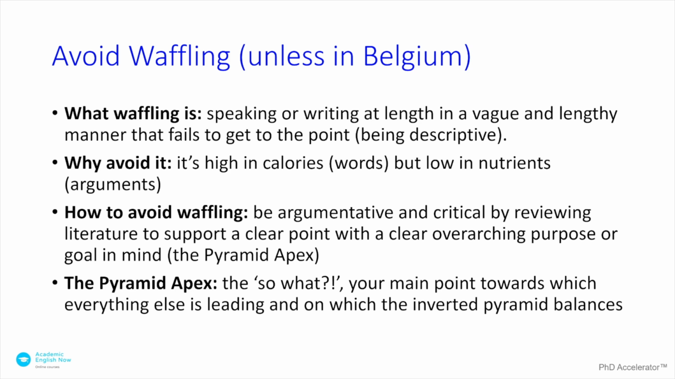But just in a nutshell and as a review, the pyramid apex is really the so what question, right? It's basically the main point towards which everything else is leading, and on which the inverted pyramid balances. Because remember, we're structuring things in the inverted pyramid way, from general to specific. And that most specific point on which everything else balances and to which everything leads is the pyramid apex, and it's our main argument, right? And if we have that, we can really avoid waffling. So that's vital, the pyramid apex again.